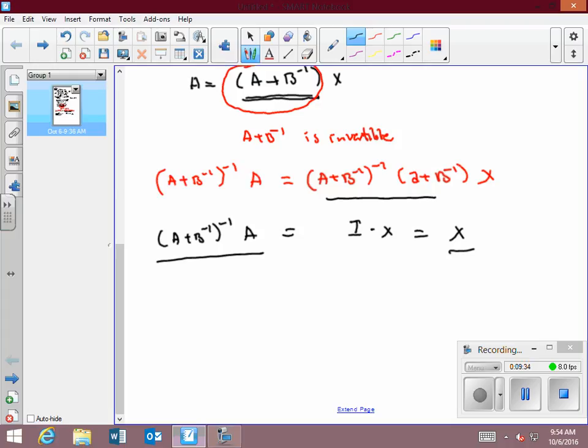What's that? Oh, yeah, this is the identity. You're talking about this thing right here? Yeah, that's the identity matrix. And if you take the identity times any matrix, it gives you that matrix. The identity matrix is the diagonal of ones, and so you multiply that times any matrix, it always gives you that matrix back.